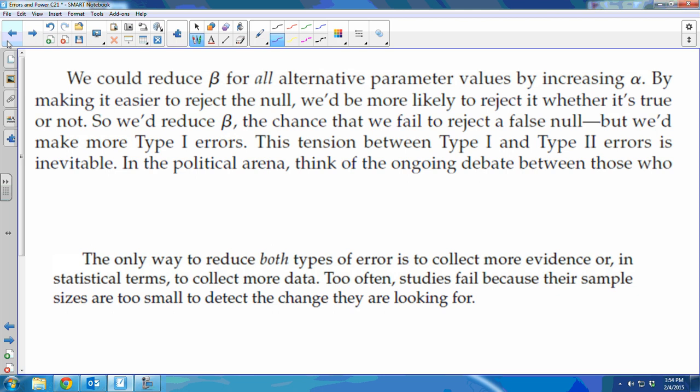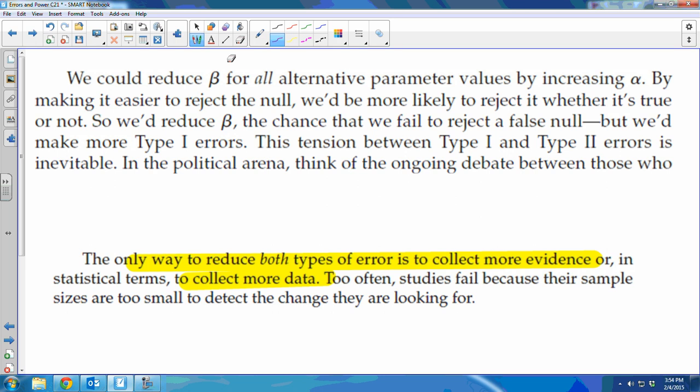The only way to reduce both types of error is more evidence or collect more data. That means you need a larger sample size. The larger your sample gets, the less variability there is, the closer it becomes to whatever the actual P is, the true proportion, and that is how you reduce error. That's the only choice you have. There's nothing else. We'll get into more of that tomorrow.